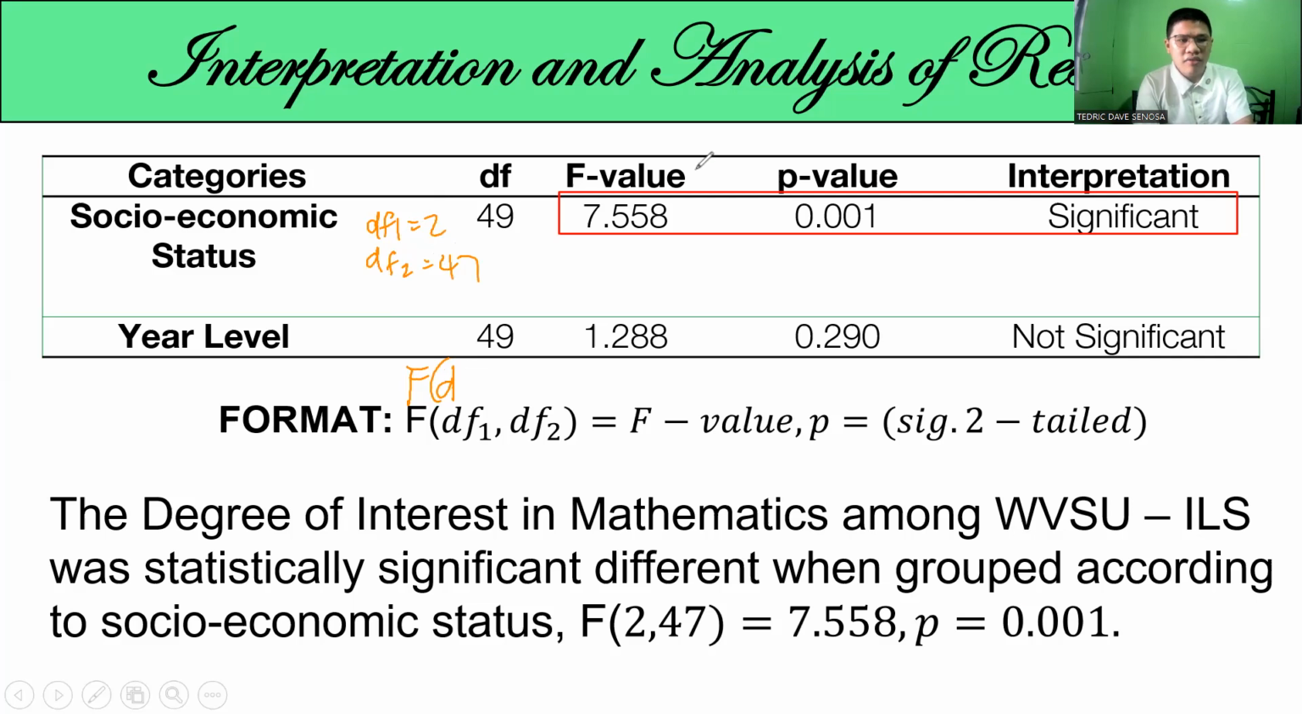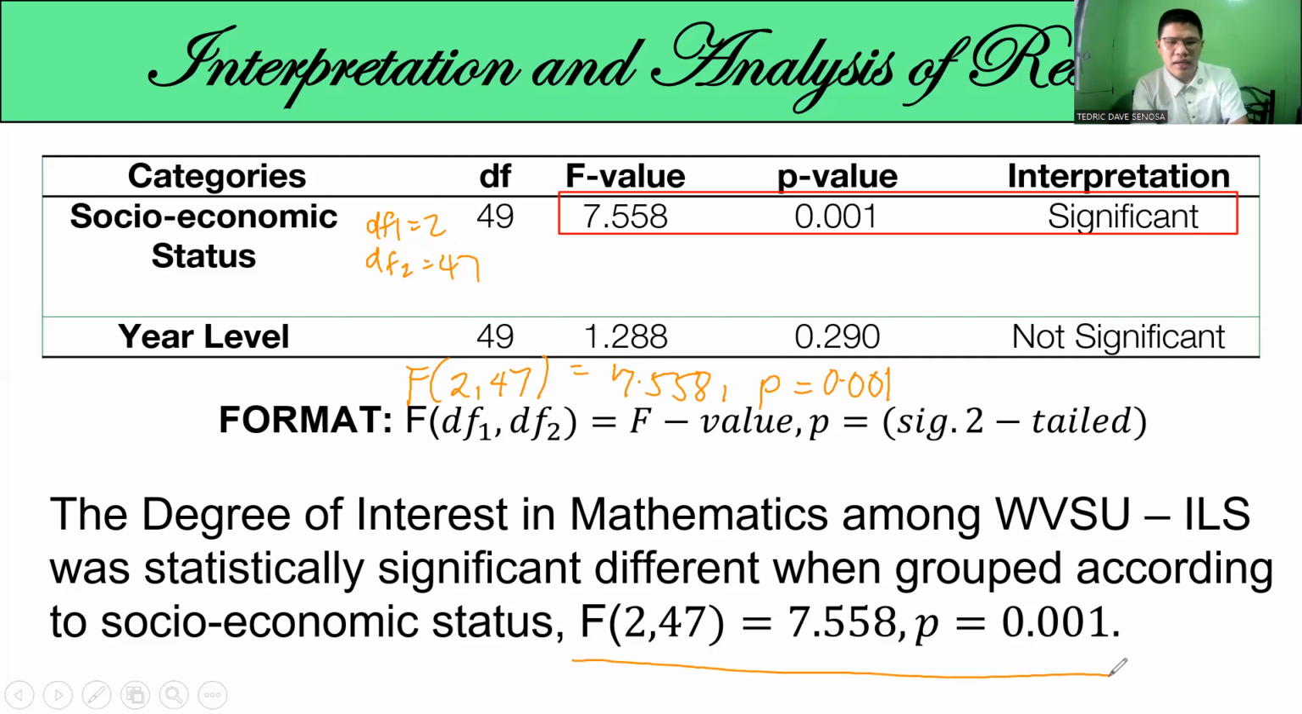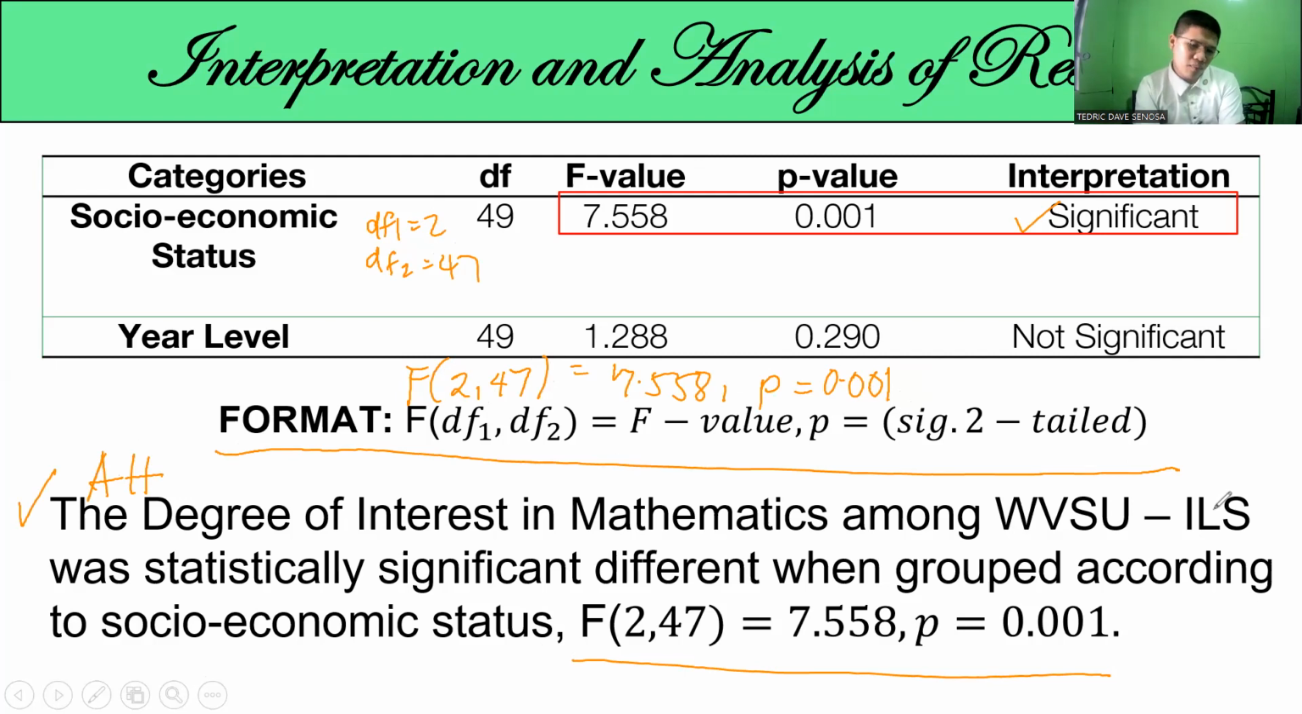So that's F, 2, 47, 7.558, p-value is 0.001. So it is significant. Since it is significant, you copy the alternative hypothesis. Yeah, the alternative. And then the format will be at the end, comma, and then you insert the F and p-values, because the p-value is this, the F-value is this.